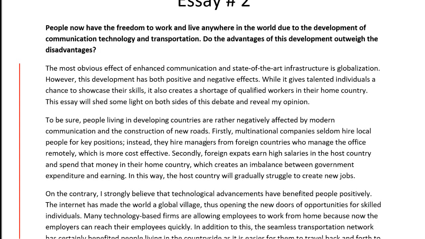So firstly, multinational companies seldom hire local people for key positions. Instead, they hire managers from foreign countries who manage the office remotely, which is more cost effective. This is interesting. So I like this idea.